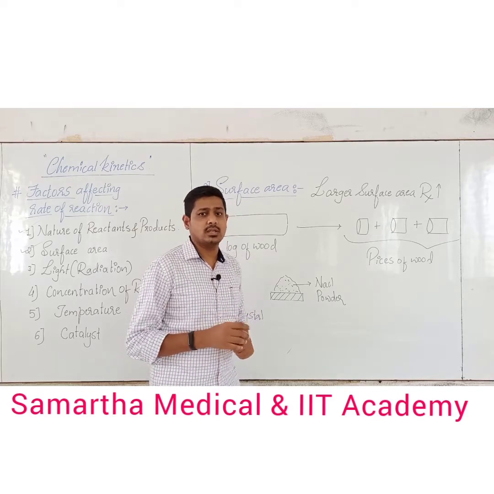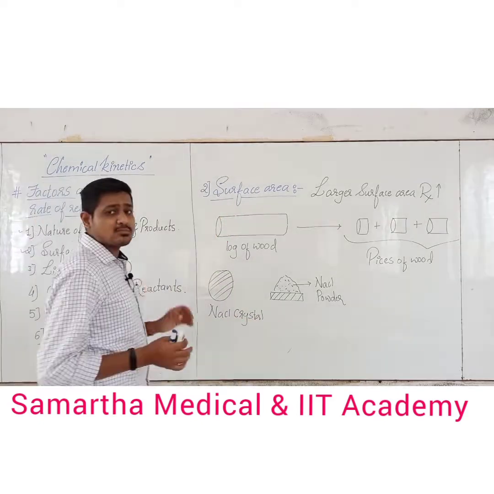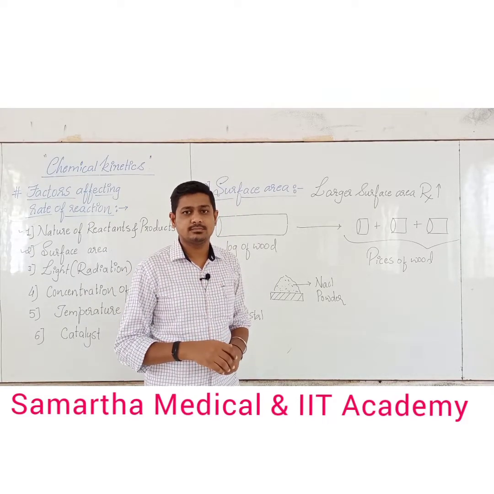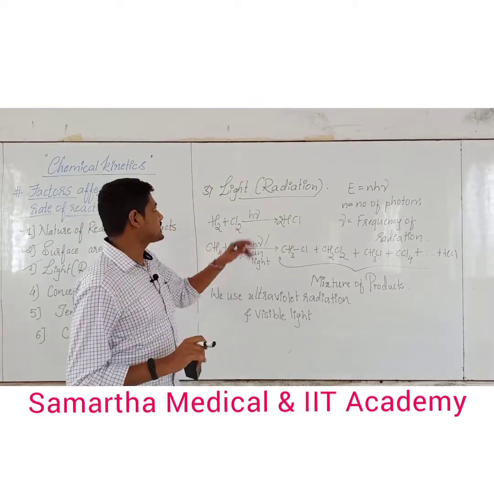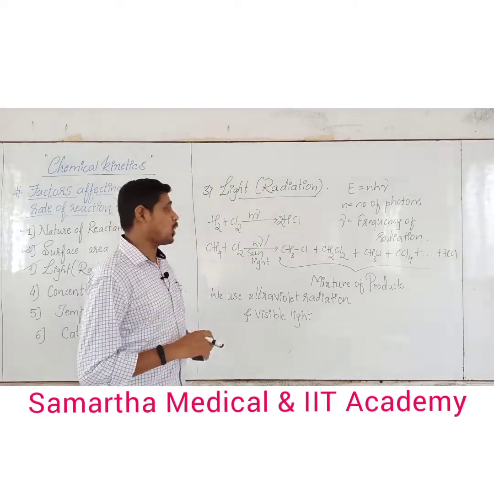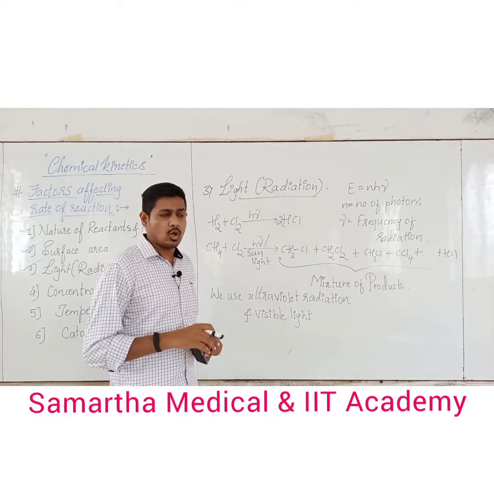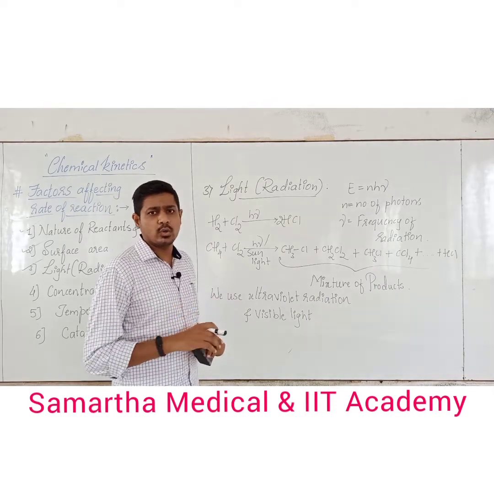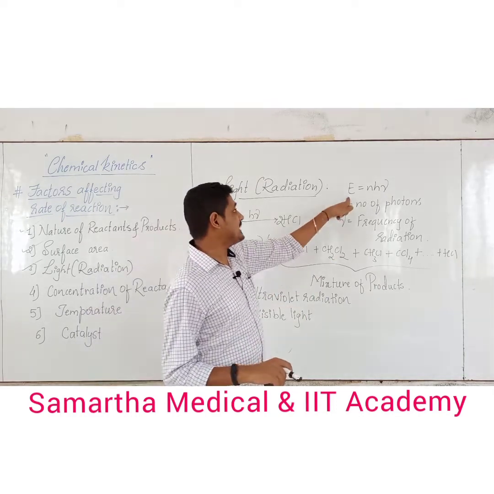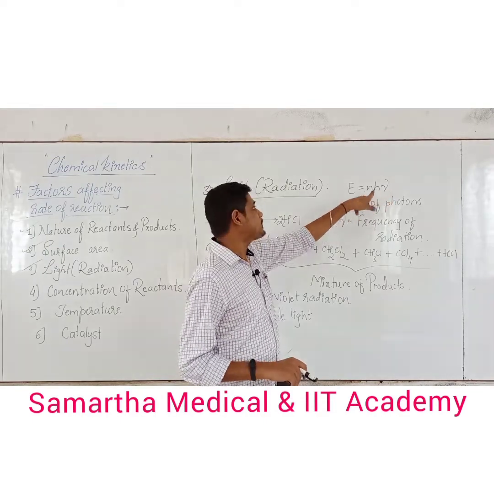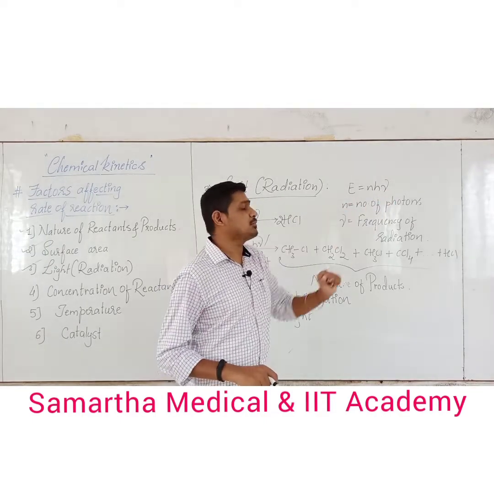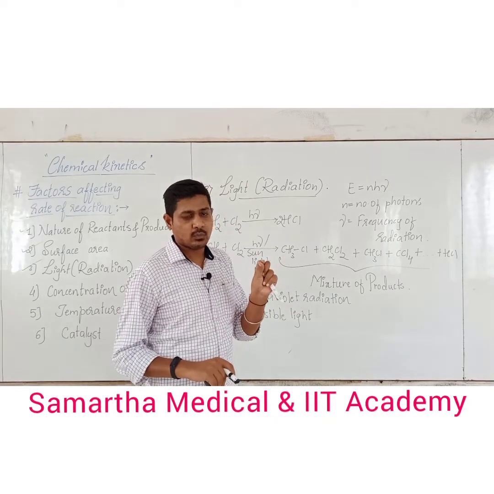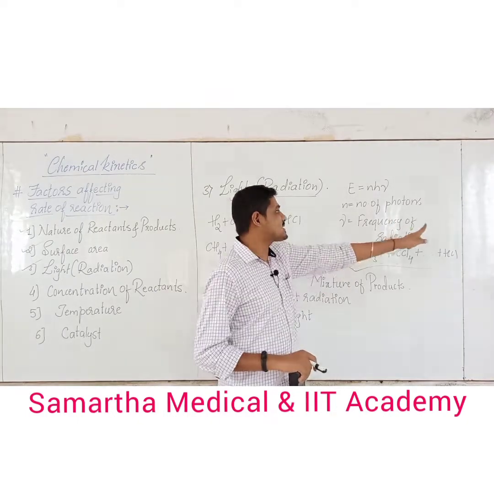Now next we have to see the third one, that is how some of the radiations will affect the rate of the reaction. So students, now we will study the third factor, that is light or radiation. Already in the previous year you know that radiation is also one of the sources of energy, and we know that E is equal to nhν, where n is the number of photons. What do you mean by photons? Small packets of energy. And ν is the frequency of radiation.